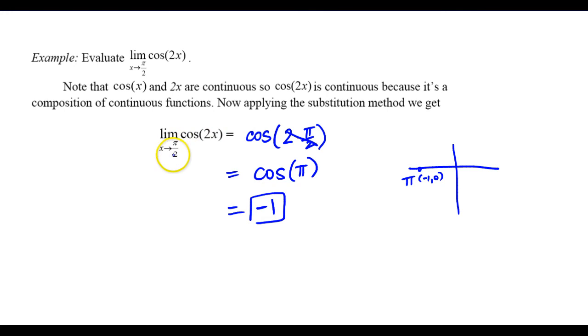So we just went ahead and substituted pi into cosine 2x because cosine 2x is continuous on its domain. And the domain of 2x is all real numbers, the domain of cosine x is all real numbers, and the composition of continuous functions is continuous.